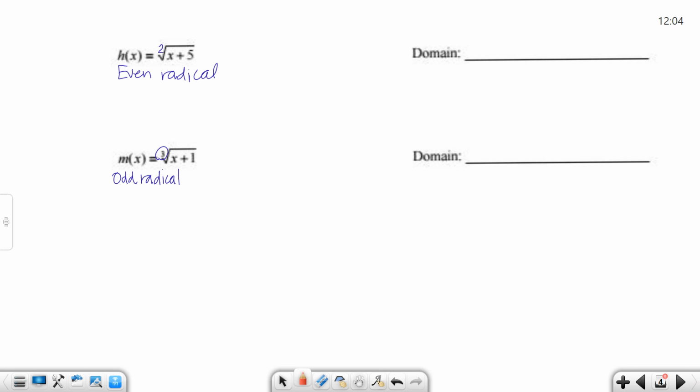Question number 1, or case number 1, says, does this have a denominator? Okay, I'm on the H problem. This does not have a denominator. So question number 2 says, does this have an even radical? Yes, this top one does have an even radical. So the procedure says, take your radicand and set it greater than or equal to 0. So I'm going to take x plus 5 and set it greater than or equal to 0.